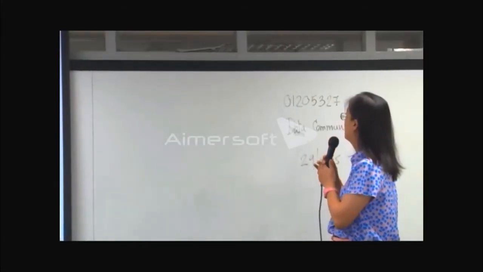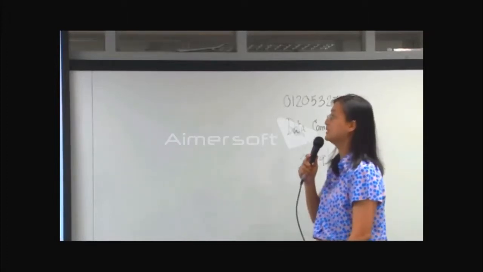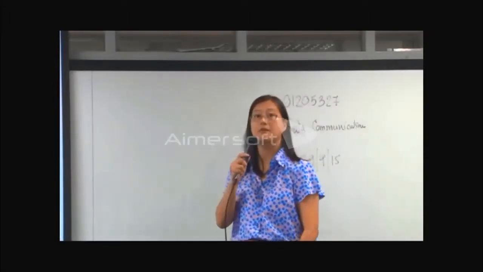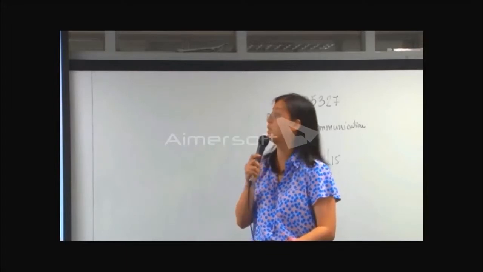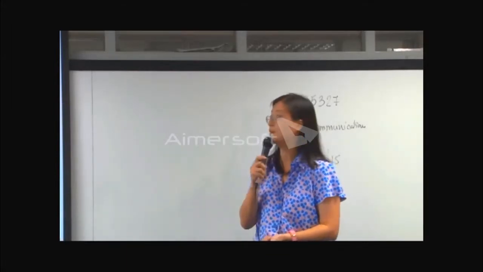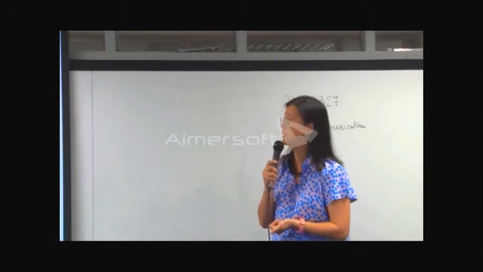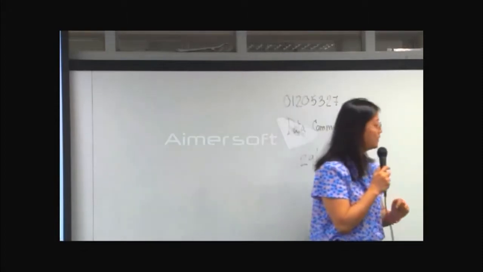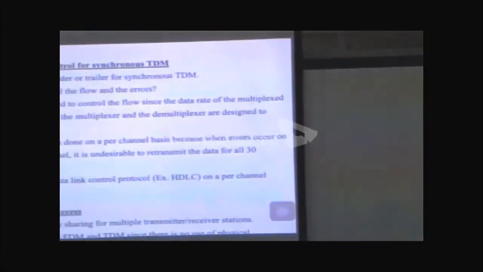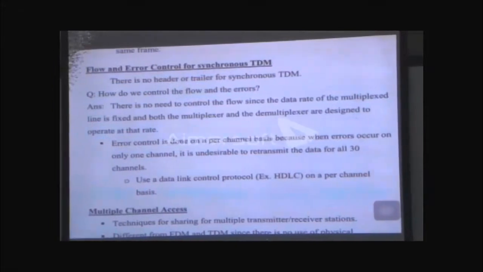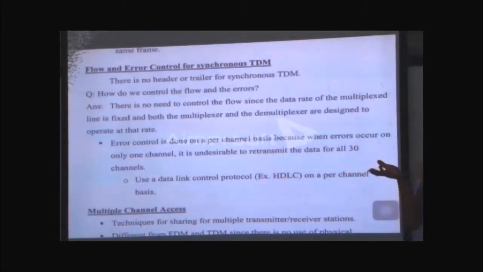Okay, so for today's data communication class, we will finish the flow and error control for the synchronous TDM, and then we will go to the multiple channel access. Then we will go to chapter 8, which is the wireless area network.